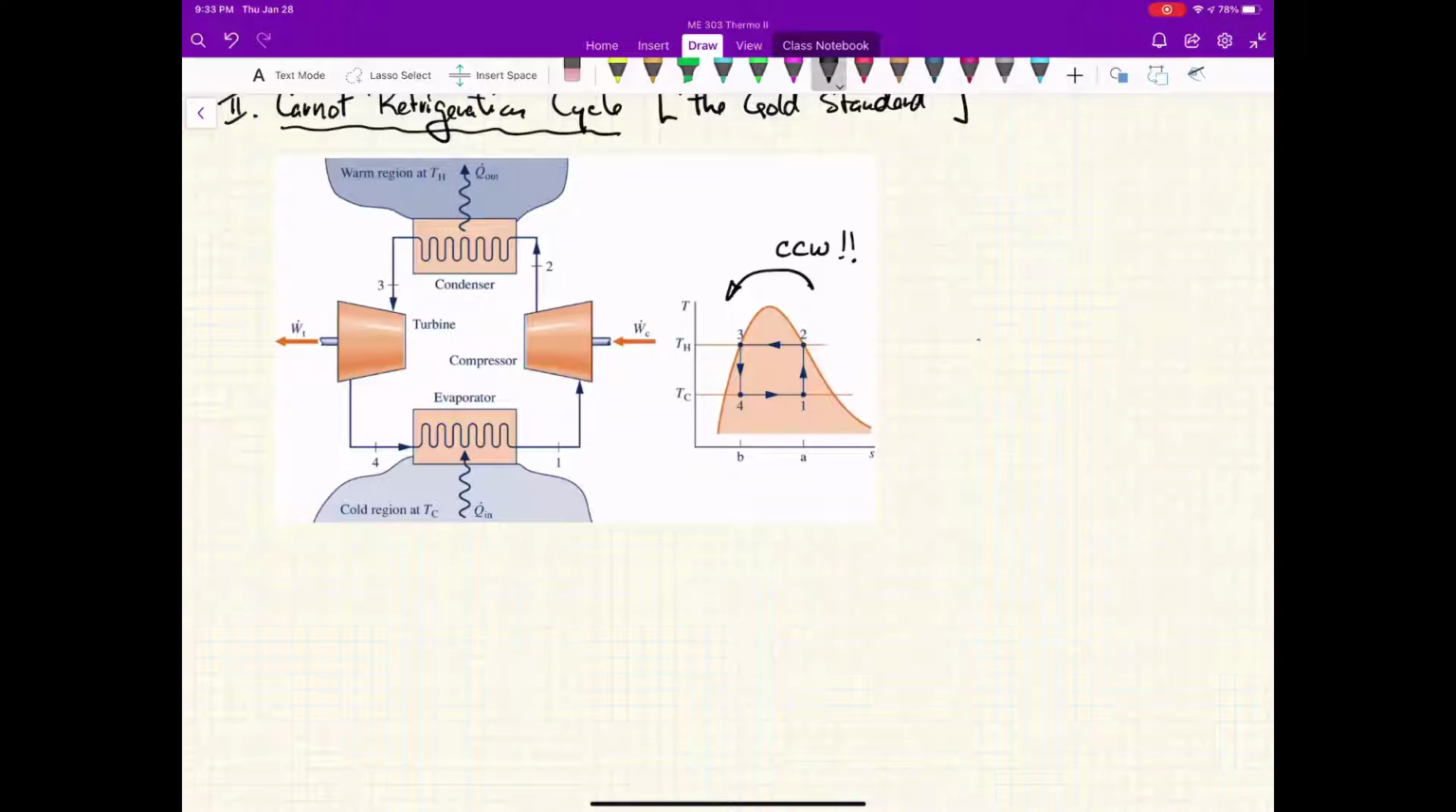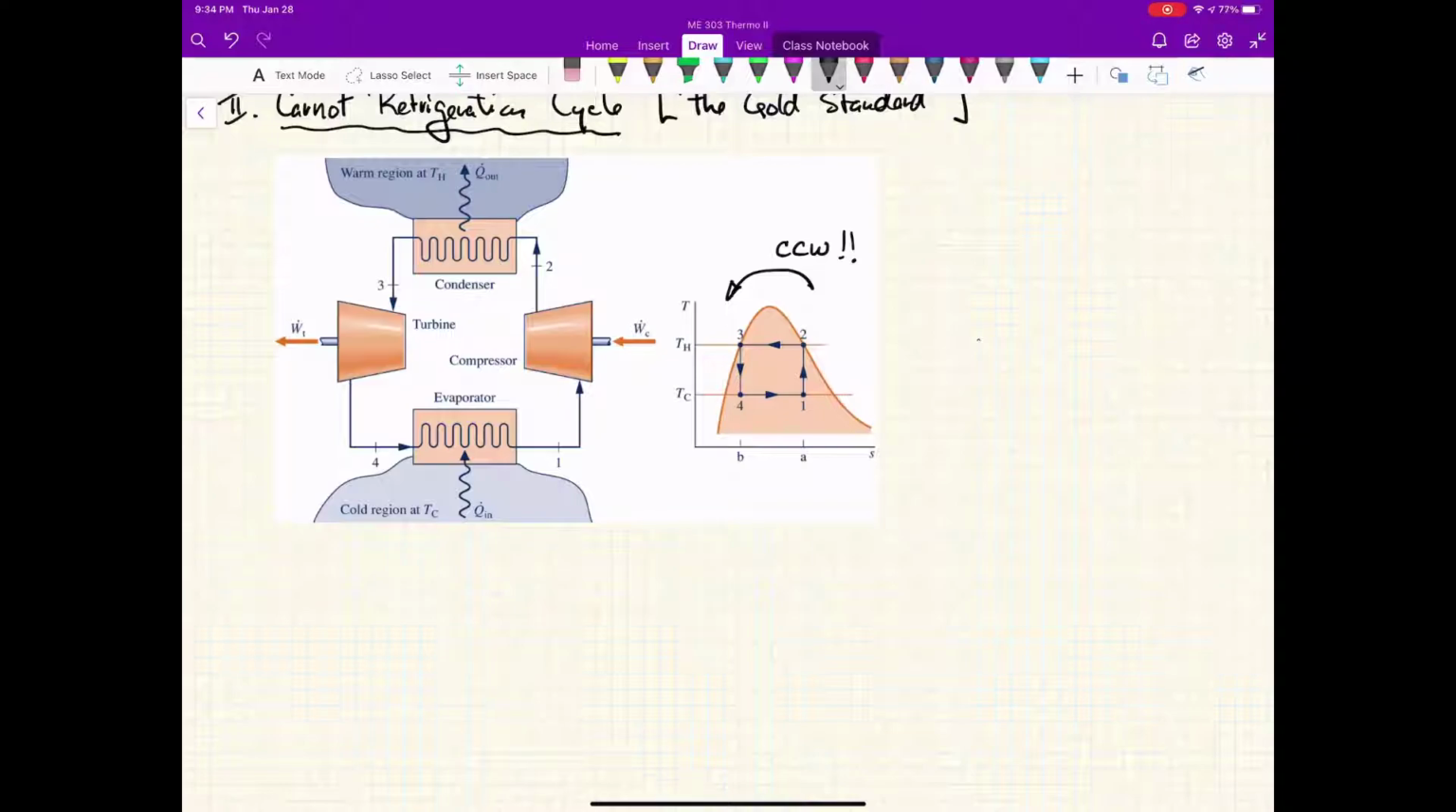Meaning that there is no irreversibility. So if you're looking at it from an exergy standpoint, the sigma term is zero everywhere. The only change in entropy that takes place is the change in entropy that's associated with heat transfer. And so that's what makes it the most efficient possible cycle.